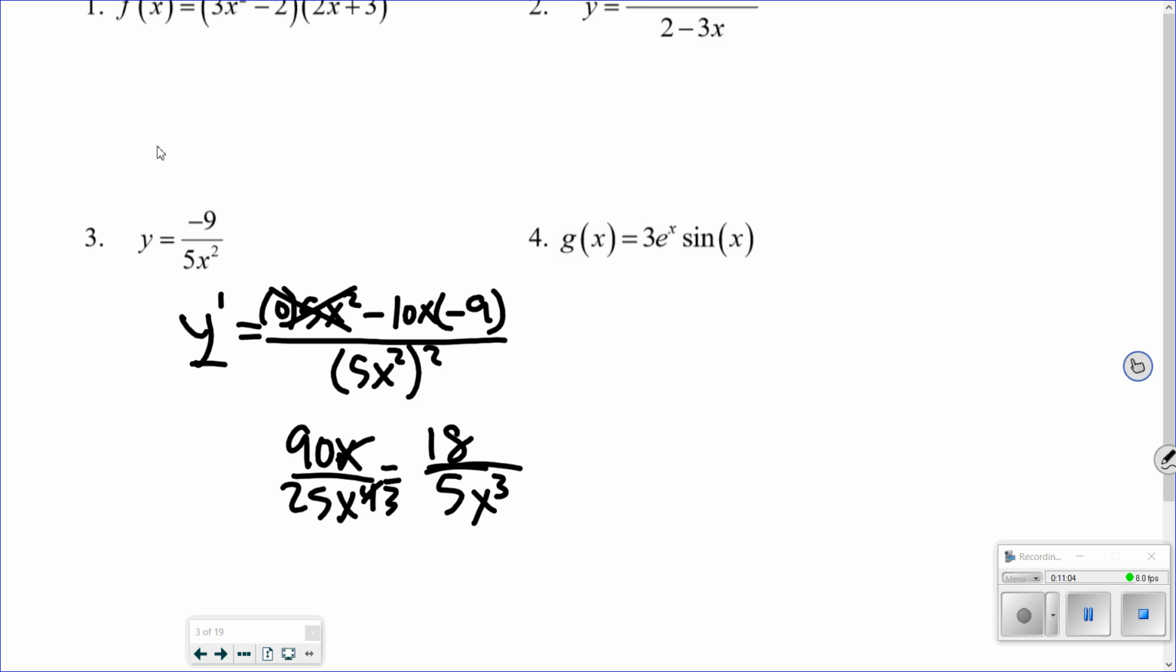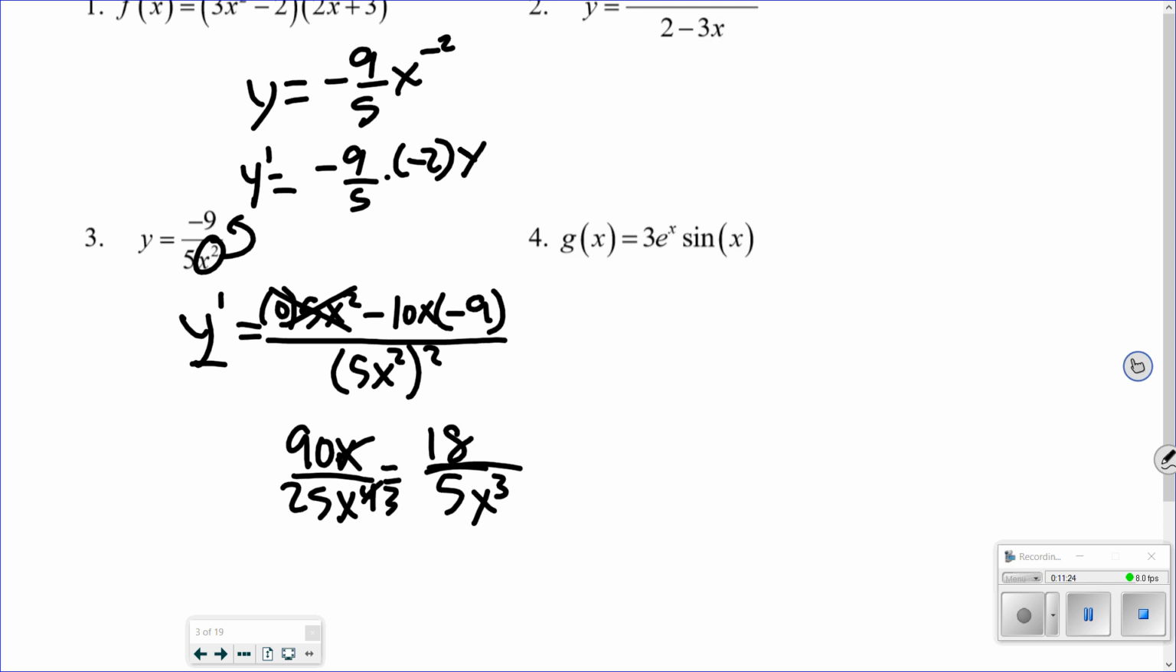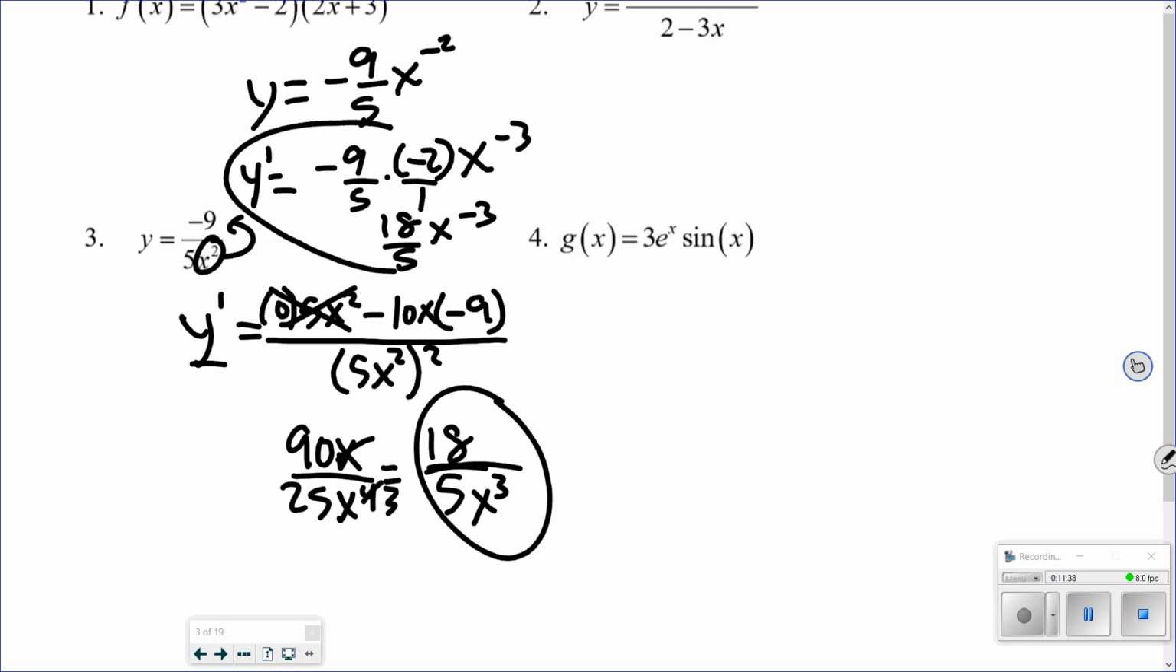The way we've done it before is we've taken this and we've moved it up to the top. So we wrote y as being negative 9/5 x to the negative 2. Okay, negative 2 drops down, so I have negative 9/5. This is y prime. I have negative 9/5 times negative 2 times x to the negative 3. Well, when I times these, that's over 1. That ends up being 18 over 5, and then x to the negative 3. Hey, that's the same thing as I got down here, right? I can move that x to the negative 3 to the bottom and I get the answer. This way seems a lot easier to me, right?